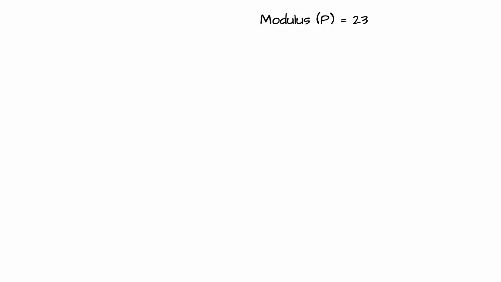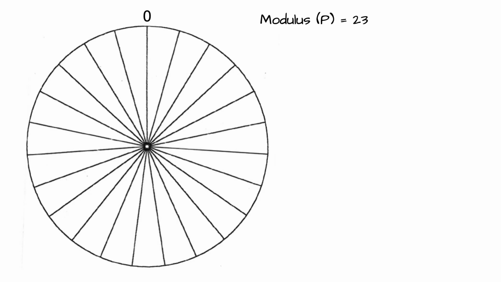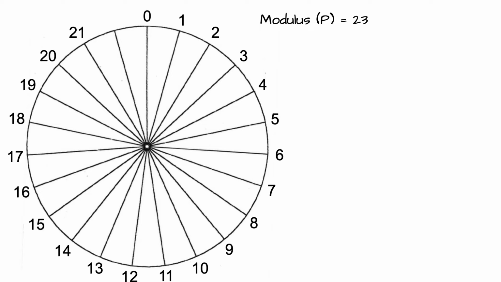An easy way to visualize what this means is to picture a circle with 0 at the top, and all of the numbers between 1 and p minus 1, which is 22, going around the circle. The generator that we're testing out is 5. And what that means is we want to see if we can use the number 5 to generate all of the numbers that we see going around this circle here. Not the 0, but all of the numbers between 1 and p minus 1, which in this case is 22.